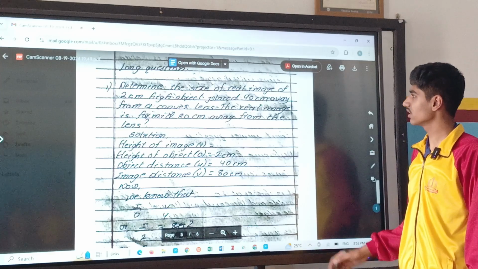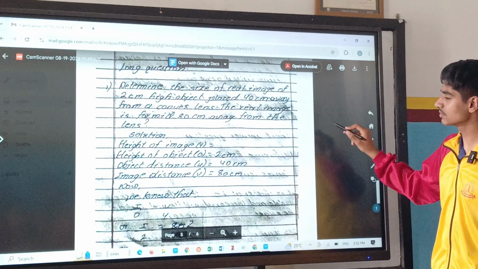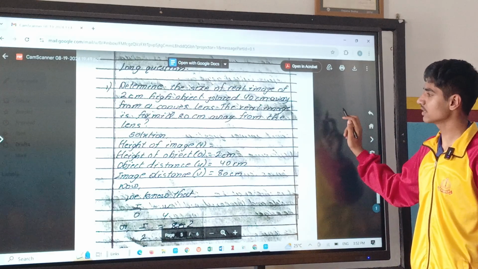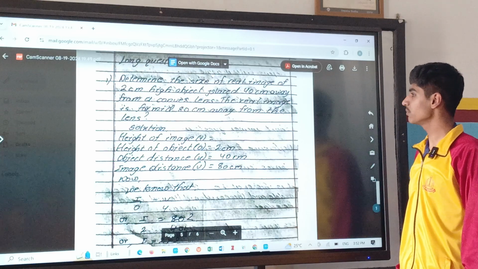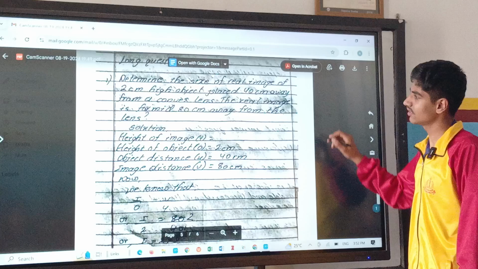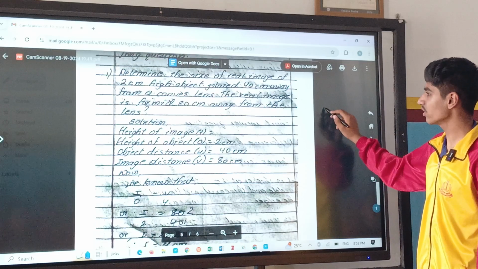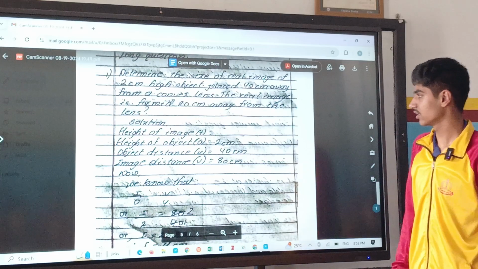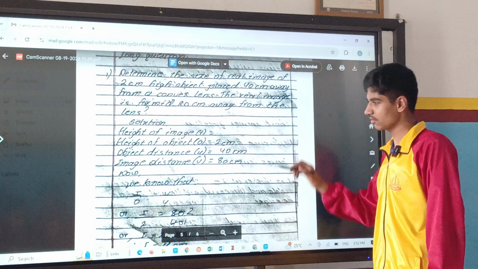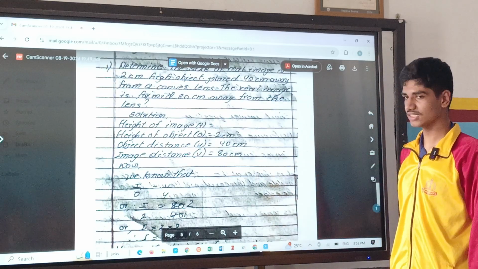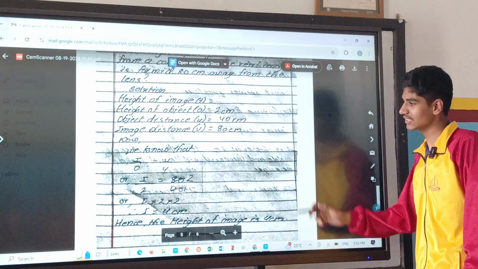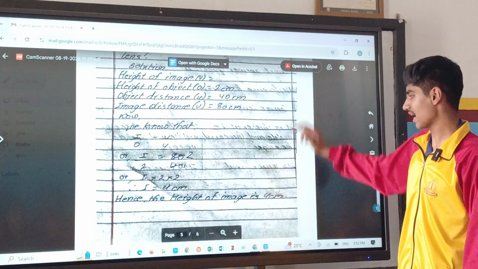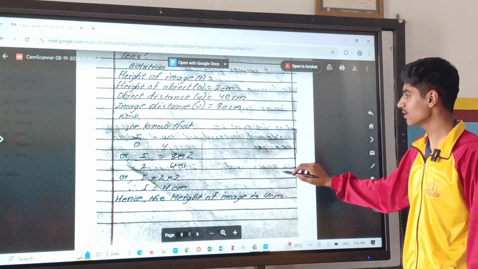Determine the size of the real image of a 2 centimeter high object placed 40 centimeter away from a convex lens. The real image is formed 80 centimeter away from the lens. The height of the image is not given yet. Find that. Height of the object is 2 cm, object distance is 40 cm and image distance is 80 cm, and the height of the image is 4 cm.